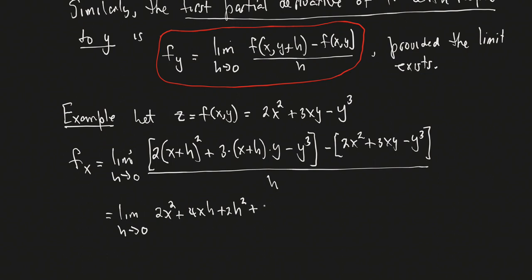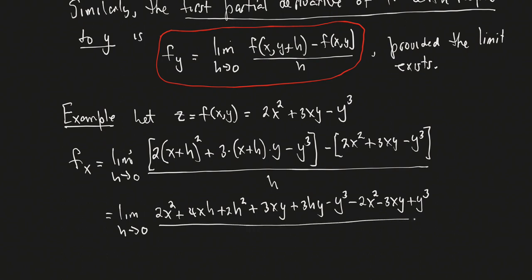So a plus 3xy, and then plus 3hy. And then we have a minus y cubed, so that's good. And then here, just distribute the negative to all 3 terms: minus 2x squared minus 3xy plus y cubed, and then this is all over h. So yes, there are lots of terms, but really, it wasn't too bad. Now that everything's been expanded, let's see what we are going to be left with.